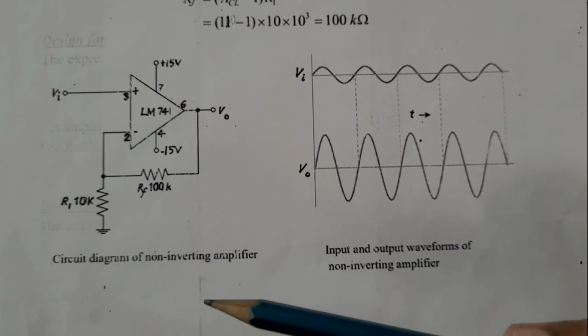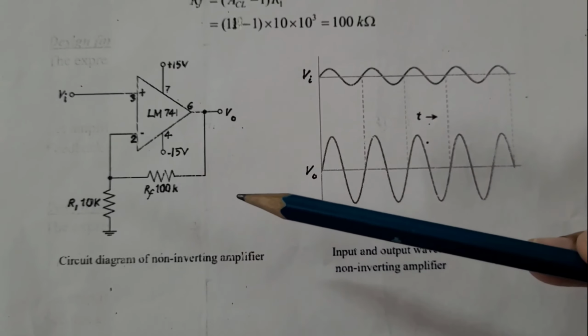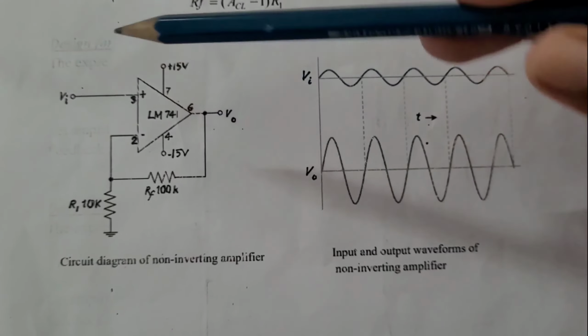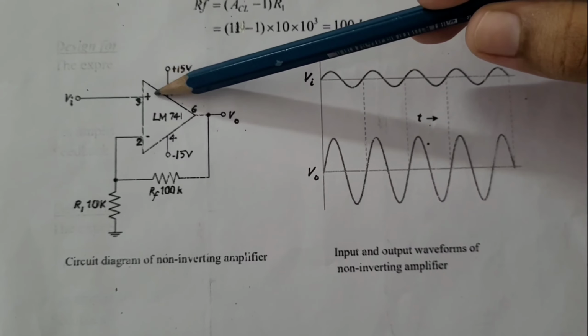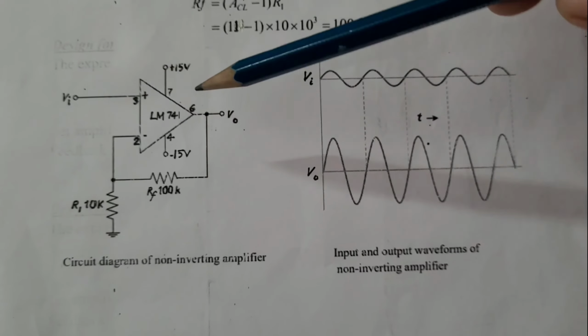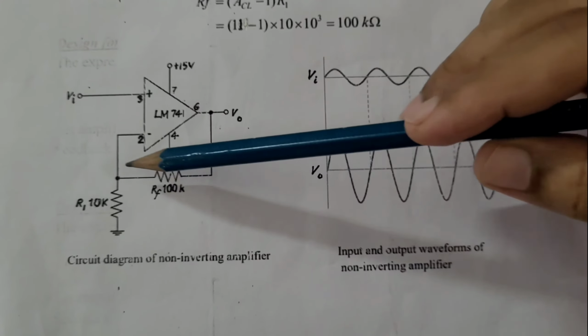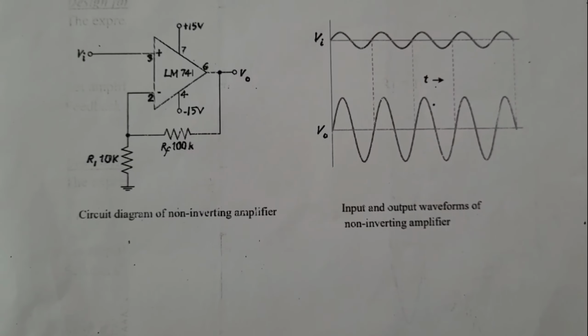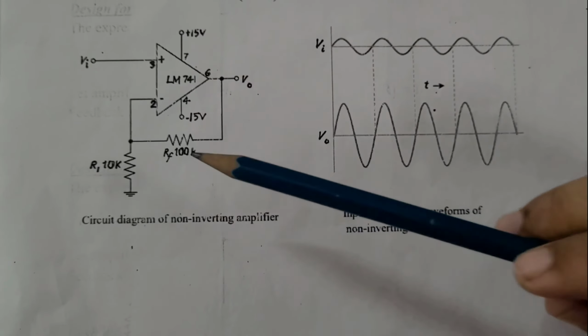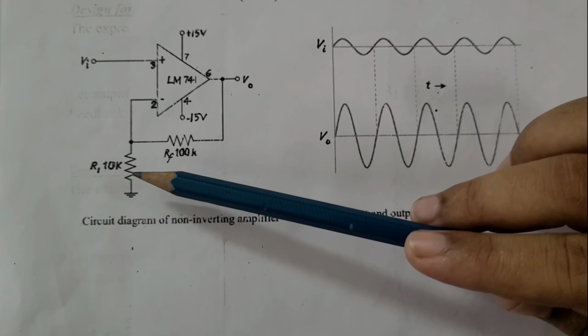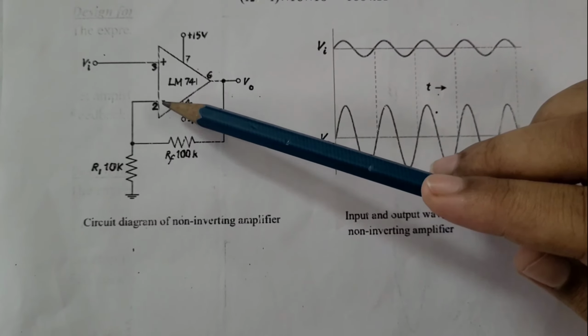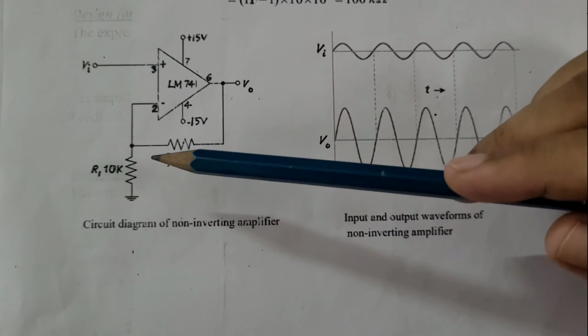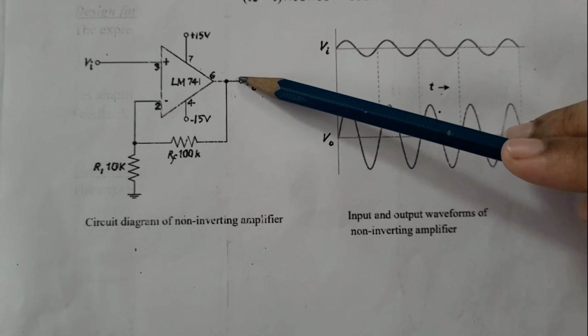Let's see the circuit diagram of non-inverting amplifier. The input signal is fed to the non-inverting terminal of IC and some portion of the output signal is fed to the inverting terminal of IC via feedback resistance RF, and R1 is connected between inverting terminal and the ground. Output is taken from pin number 6.